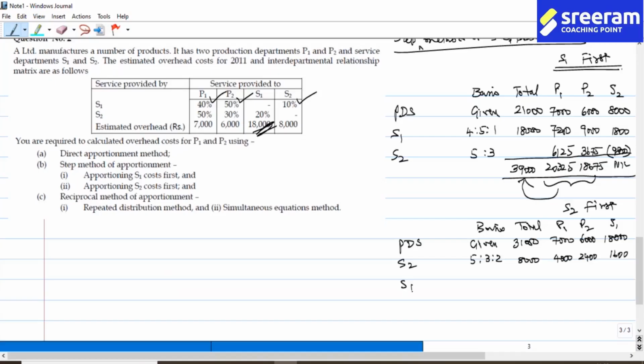Then S1 last. This is S1 first, S2 first, then this is last. 19,600 negative will get distributed between P1 and P2 in the ratio of 4:5, that is 40:50. 19,600 divided by 9 into 4 is 8,711. The other is 10,889.